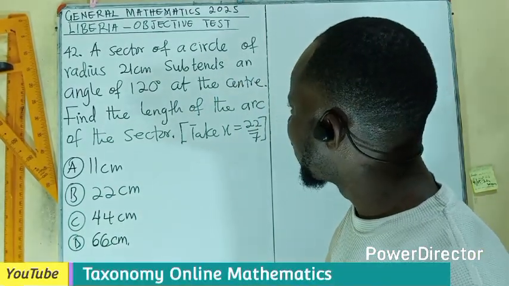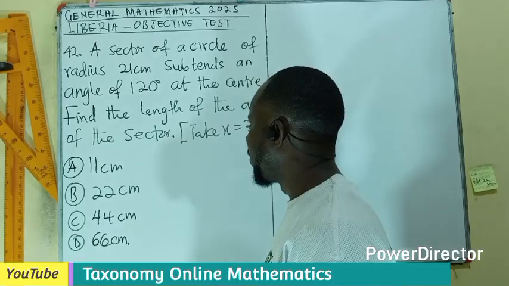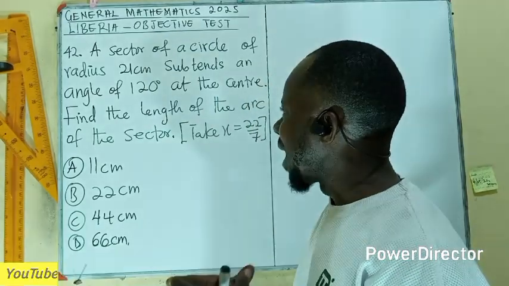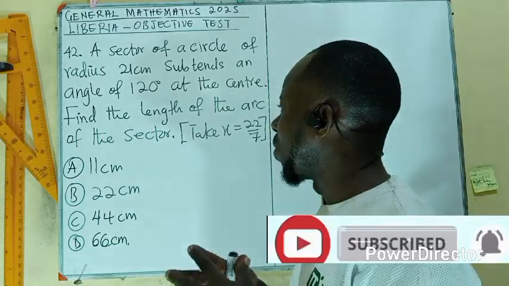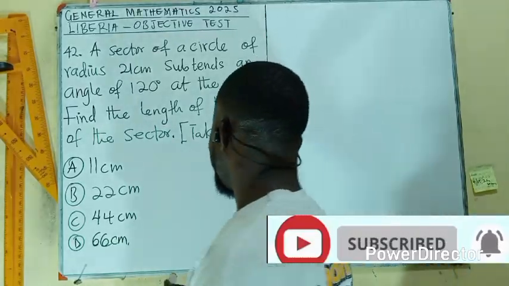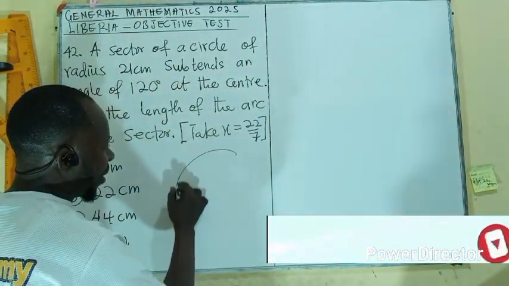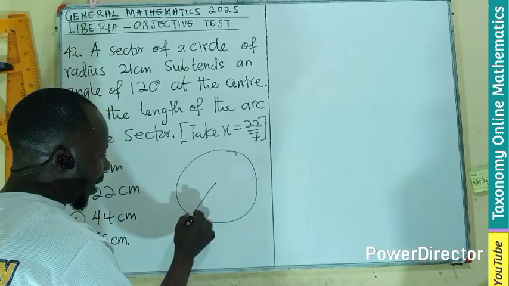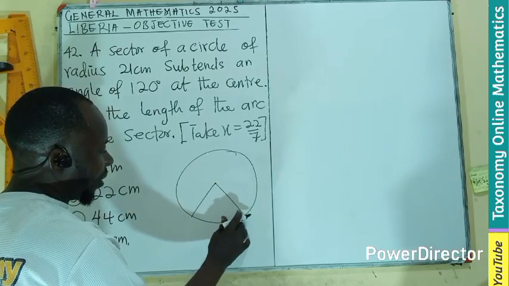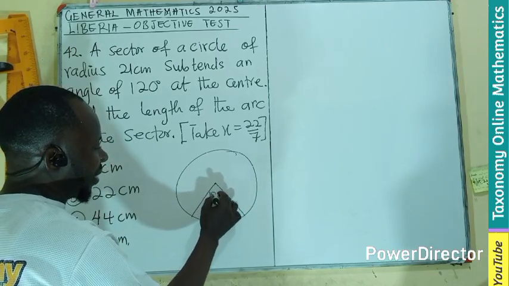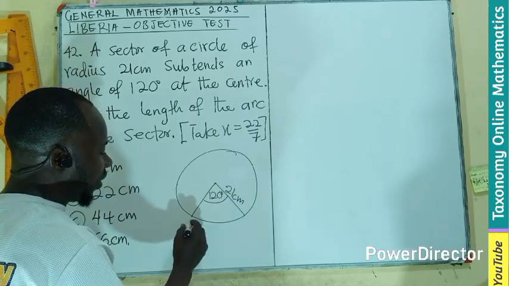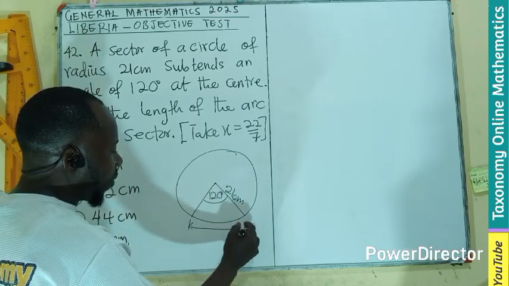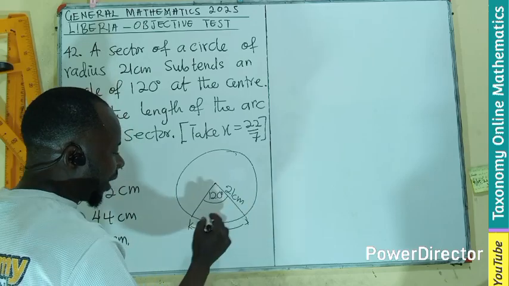A sector of a circle of radius 21 centimeter subtends an angle of 120 degrees at the center. We have to find the length of the arc of the sector of the circle. Remember, a circle has a sector. Then we have the angle at the center is 120. The radius is 21 centimeter. We are only looking for the length.